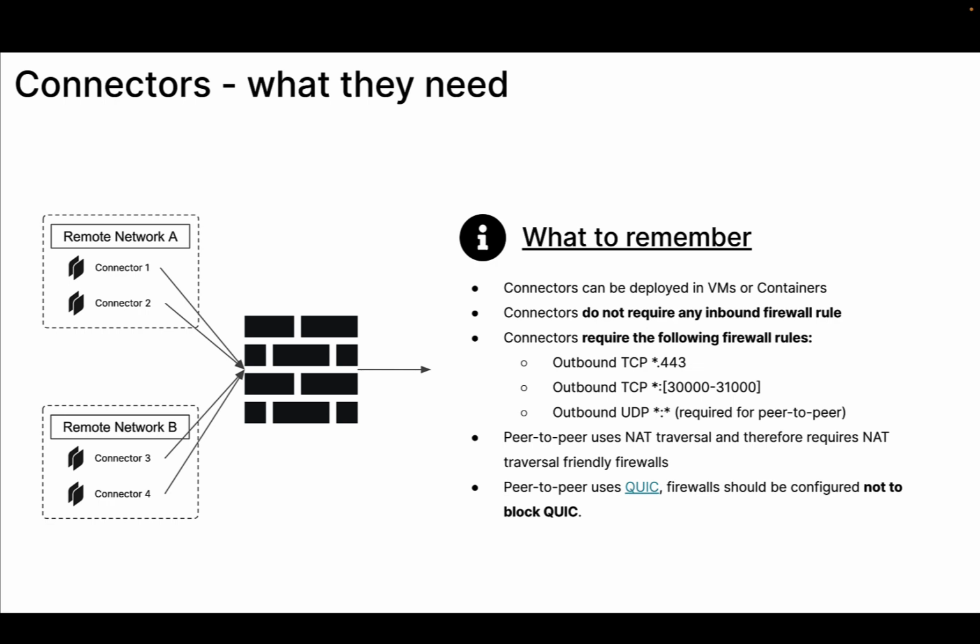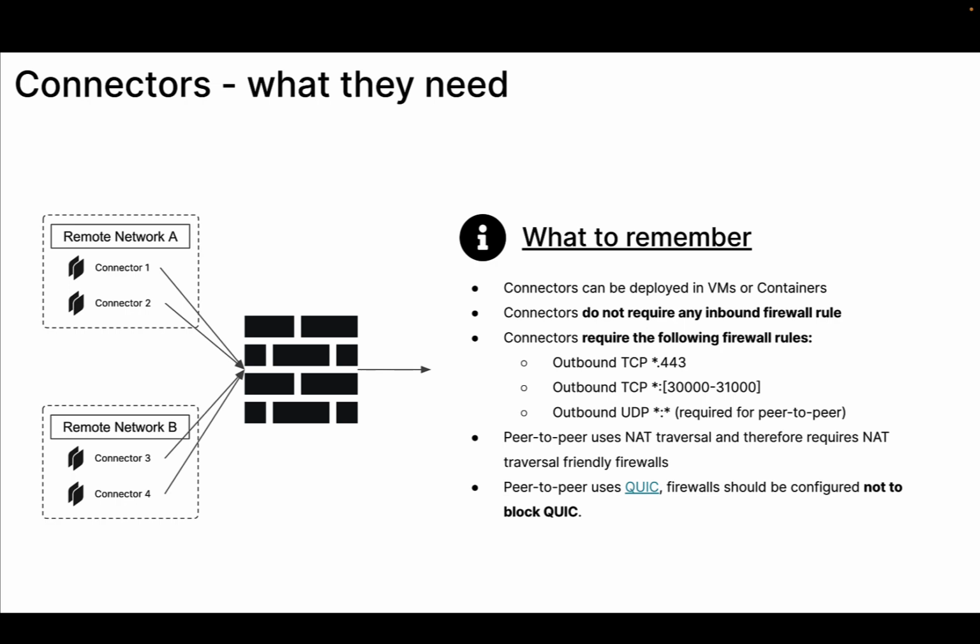What you need to do for connectors, though, is that connectors need to be able to outbound to a few things. So your connectors need to be able to outbound over TCP on port 443 and port range 30,000 to 31,000. That is because those port ranges are where we host our relay infrastructure, and connectors need to establish a connection to our relay infrastructure so as to facilitate peer-to-peer traffic between clients and connectors.